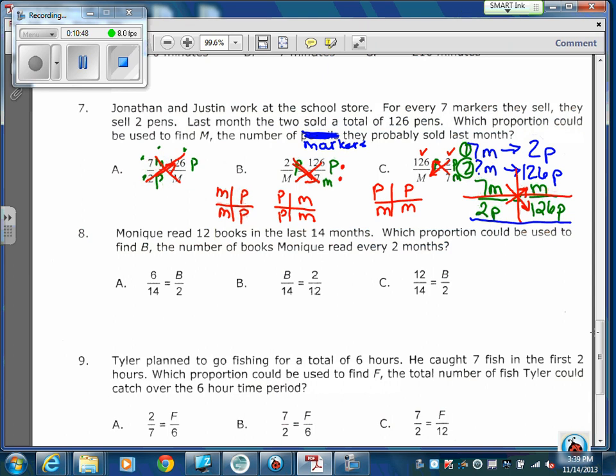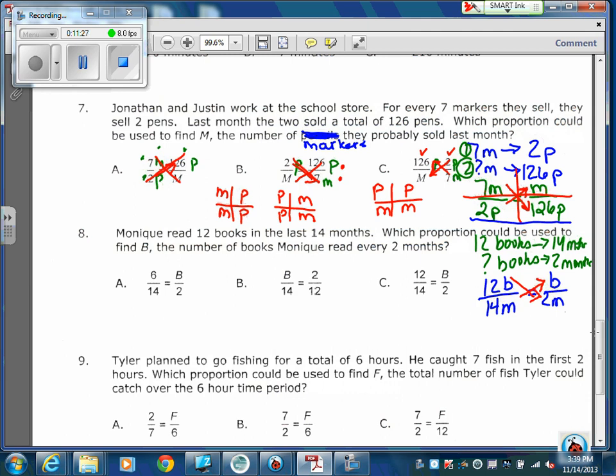Okay, so let's do number 8. If you read 12 books in 14 months, how could you find the number of books in 2 months? So set it up as 12 books, 14 months. How many books? 2 months. So now I'm just going to look across. 14 is across from the missing number, no matter how it's arranged. 12 is across from 2, no matter how it's arranged.